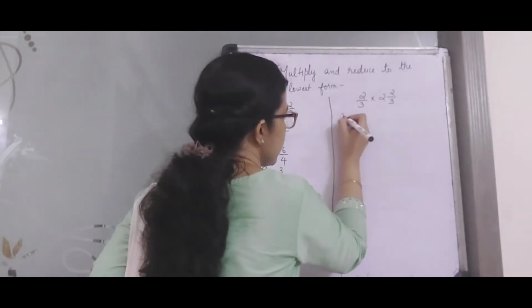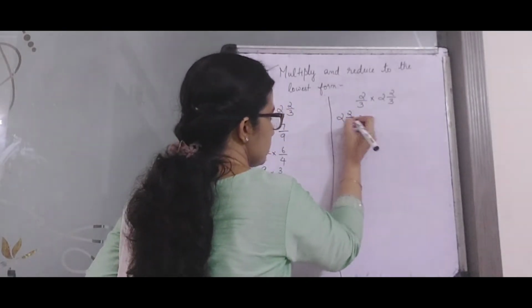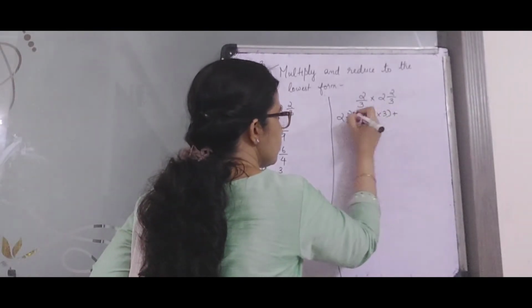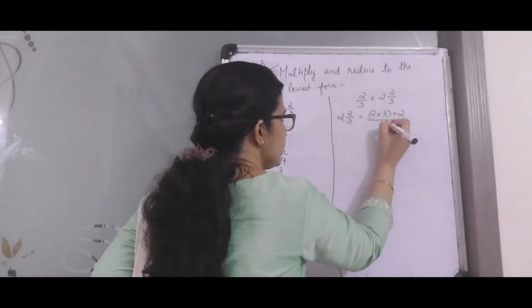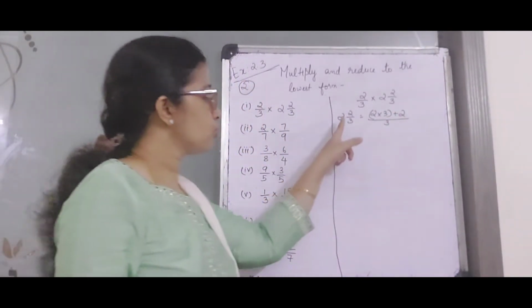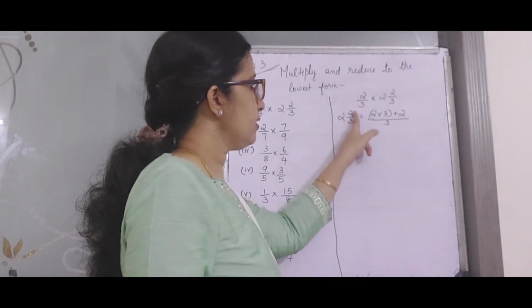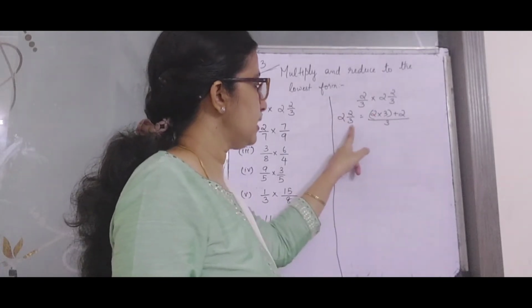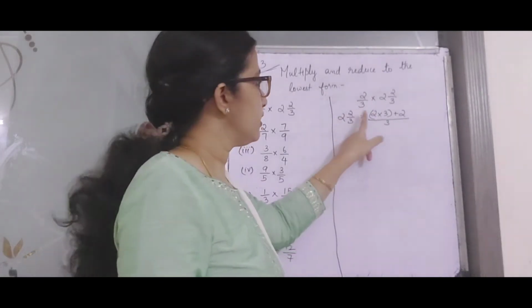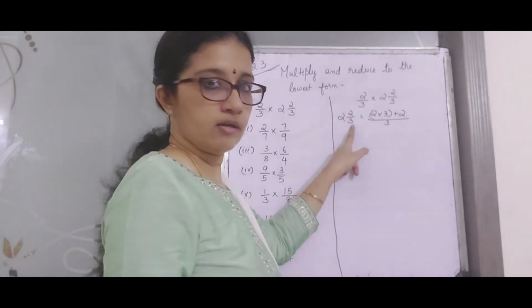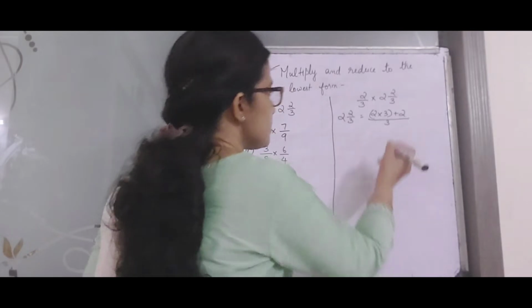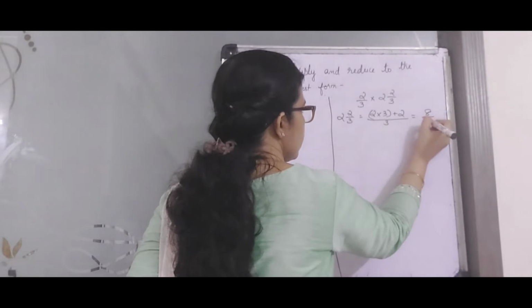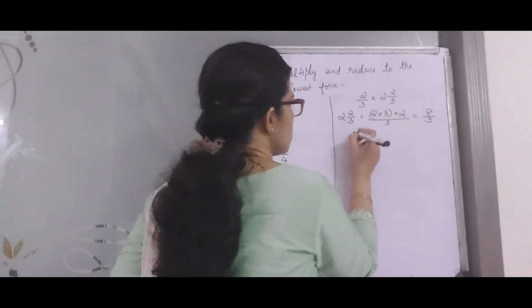So 2 2 by 3 can be written as, how can we write it? 2 into 3 plus 2, divided by 3. Correct? Quotient into divisor plus remainder, divided by divisor. So 2 is the quotient, 2 into 3 plus 2, 2 is the remainder, divided by this 3, the divisor. So what is this answer? 3 into 2 is 6, 6 plus 2 is 8. 8 by 3.